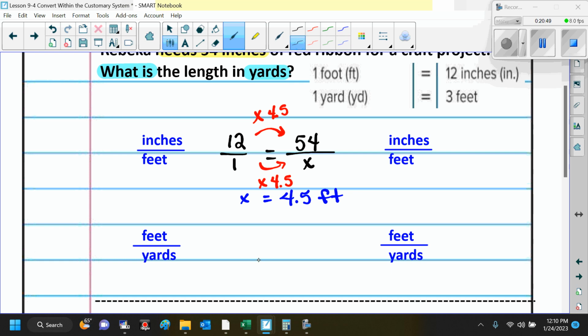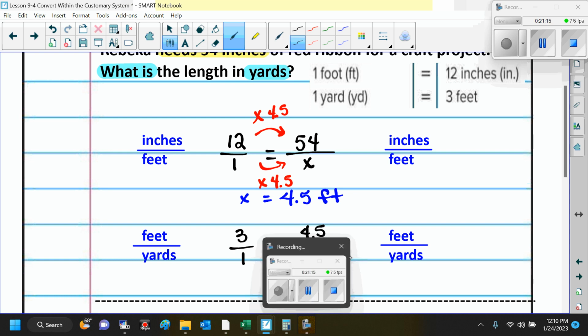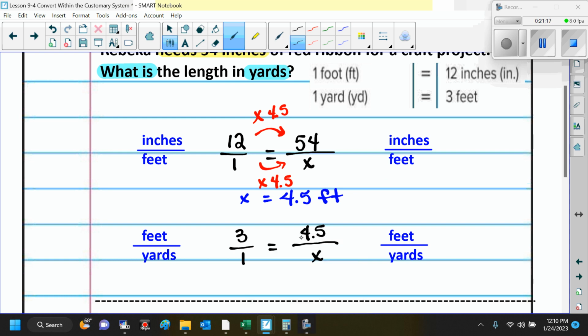You with me? So, let's see. What's my conversion for feet and yards? 1 yard and 3 feet. And how do I put it in my ratio? 3 to 1. Right. Very good. 3 feet to 1 yard. Very good. And where do I put the 4.5 feet? In the numerator. Very good. 4.5 goes up here, and we're going to solve for x.